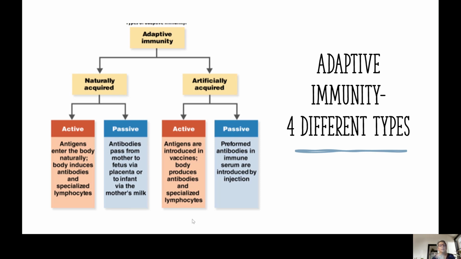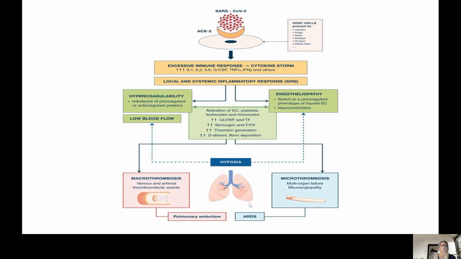Bottom line, if you're getting a vaccine and your body still has to produce the antibodies against the infection, that's considered artificially acquired active immunity. So a vaccine still requires you to have an intact immune system so that you can then produce the necessary antibodies from your B cells, B lymphocytes, because that's where antibodies are produced.